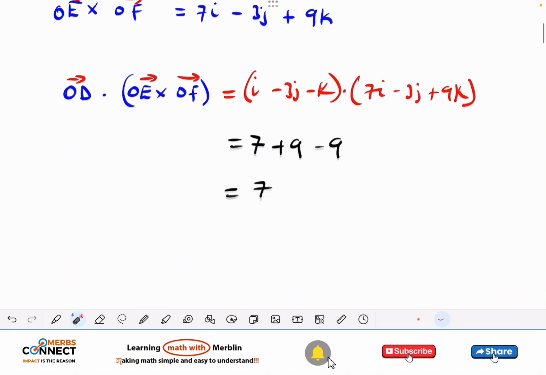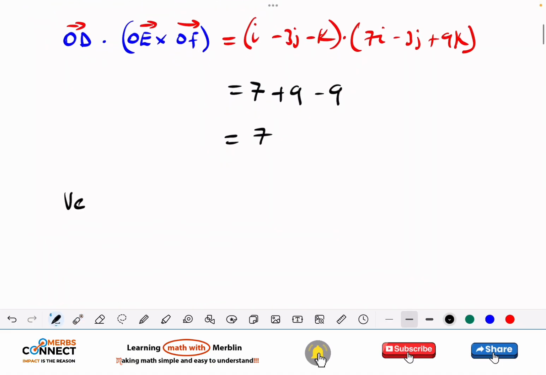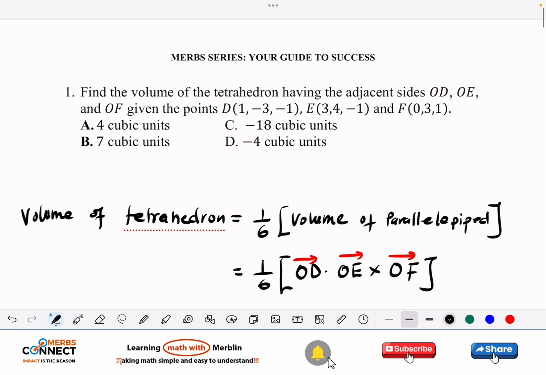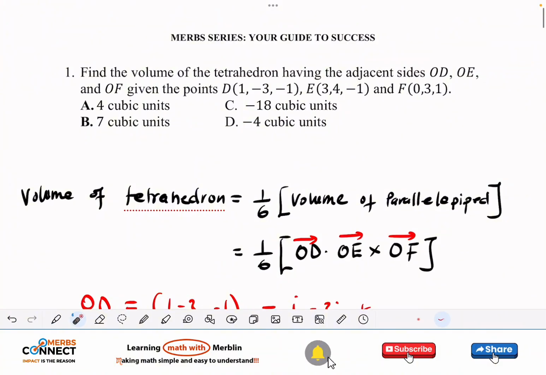So it means that finally we are going to have the volume equal to 1 divided by 6 times 7. And this is going to give us 7 on 6. So let's check if we have the results there. Okay, so we don't have any of them here.